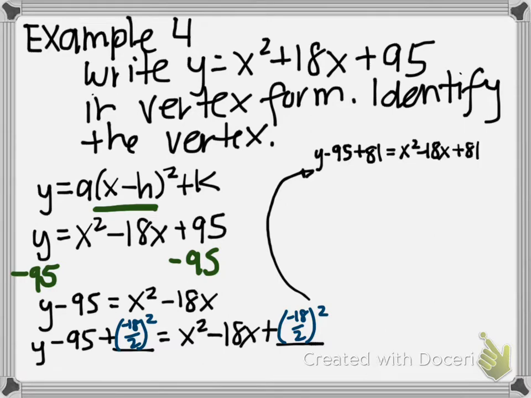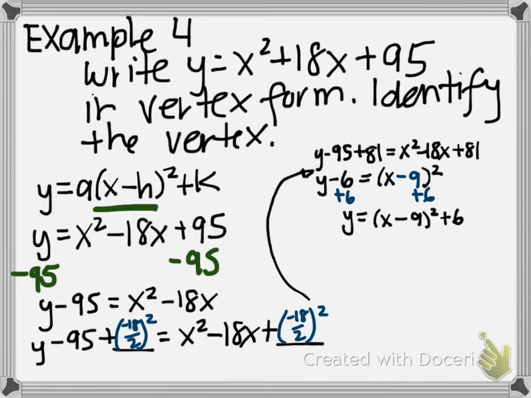Okay, and now the trinomial over here can be written as a binomial. So y minus, let's simplify that on the side. y minus 6 equals x minus 9 squared. And now the final thing is to add 6 to both sides. So now it's structured like the vertex form of a quadratic. And so remember, in this case, your h fits in that spot, the k is in that spot, so you can identify your vertex now as (9, 6).